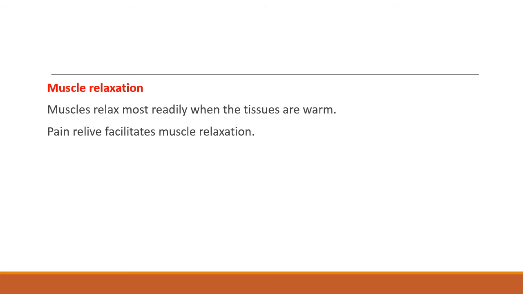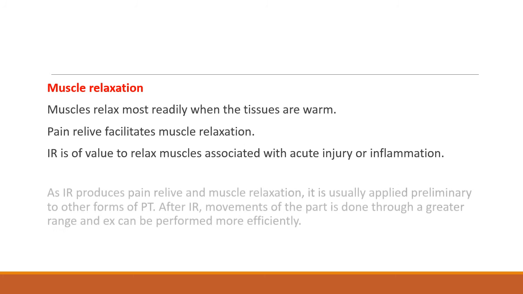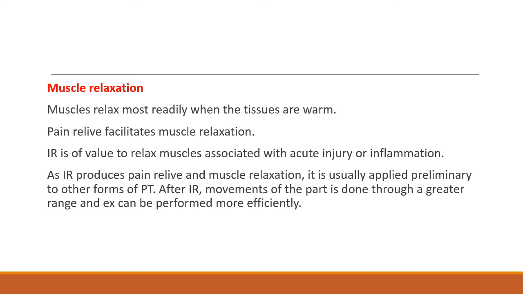Second, muscle relaxation. Muscles relax most readily when the tissues are warm. Pain relief facilitates muscle relaxation. Infrared is of value to relax muscles associated with acute injury or inflammation. As infrared produces pain relief and muscle relaxation, it is usually applied preliminary to other forms of PT. After infrared, movement of the part is done through a greater range and exercise can be performed more efficiently.